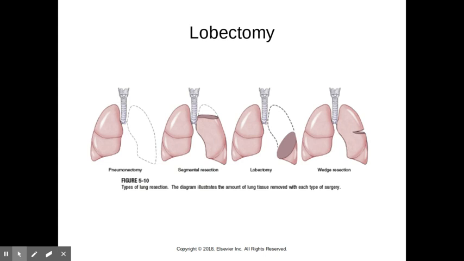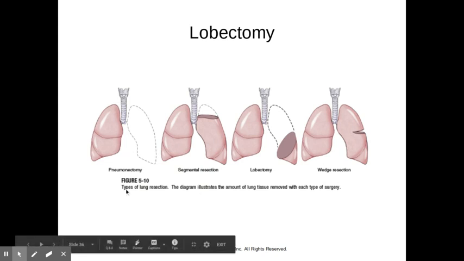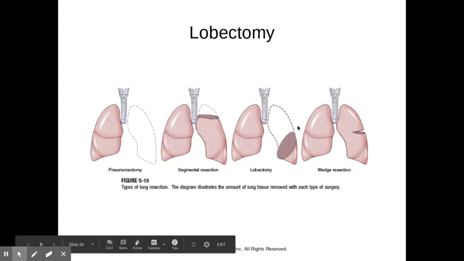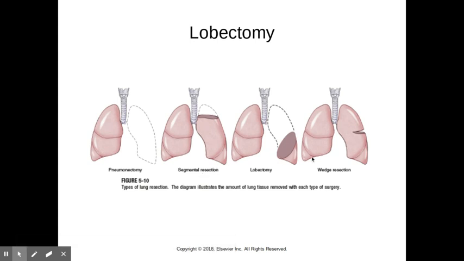Okay, then you have lobectomy, right? You have a pneumonectomy, which is an excision of an entire lung. You have a segmental resection, which just takes off a small amount. You have a lobectomy, just taking off a small amount. You also have a wedge resection as well, where they actually cut into or resect the lung.